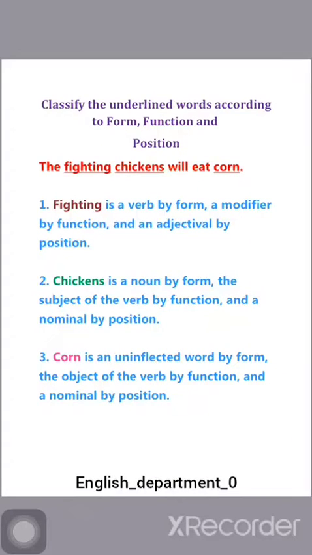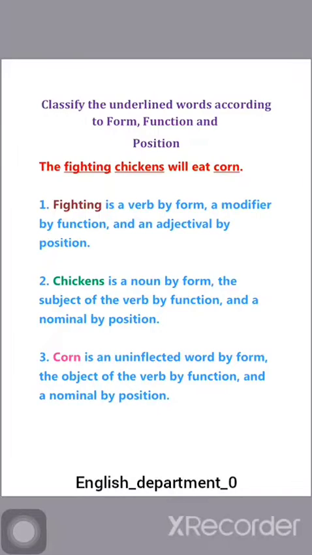Okay, so corn is not capable of taking any of the forms related to nouns, verbs, adjectives, and adverbs, so that it is an inflected word by form. Okay, what about its function? The function here is that it answers the question of what, so that it is the object of the verb by function. So because it is the object of the verb, it is nominal by position.